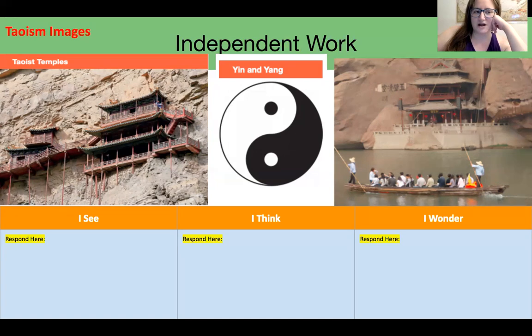So these are Taoism images. We have here temples, a yin yang, and then another image of a temple with some people on some type of boat in front of it. At the bottom of this page, you're going to share what you see, what you think, and what you wonder. You want to look really carefully at each of the images for details and share any thoughts or questions or other wonderings that you might have.